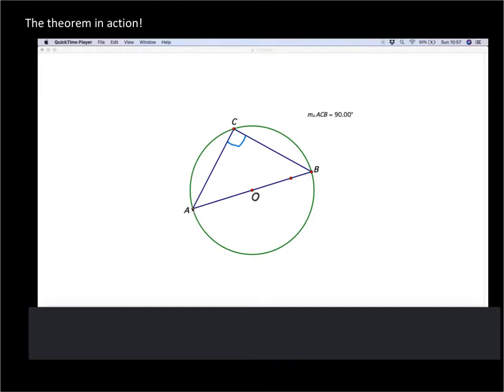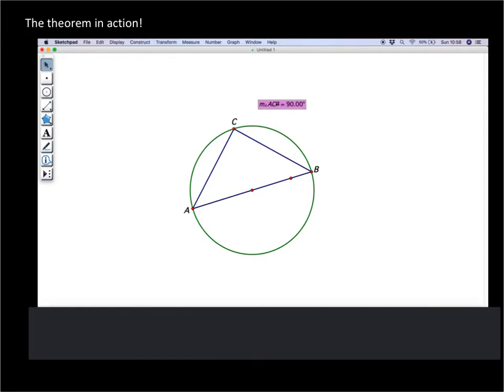Now, in a minute, we're going to animate this, and we're going to move C to different positions around the circle. A and B will always be the diameter, and we're going to see what the size of the angle ACB is when C is moved to different positions. So here's the diameter AB, here's the point C on the circumference, and can you see the measurement of angle ACB, which is 90 degrees.